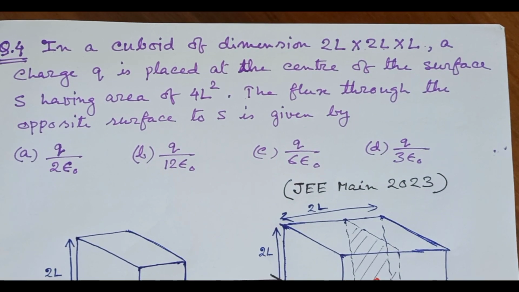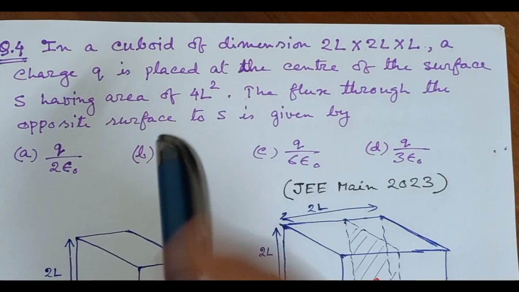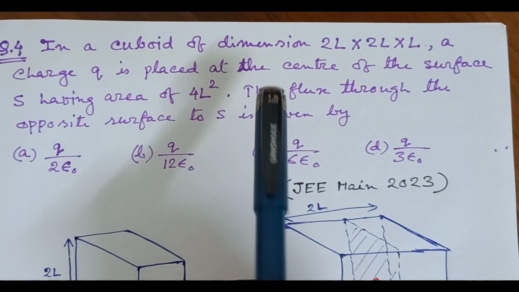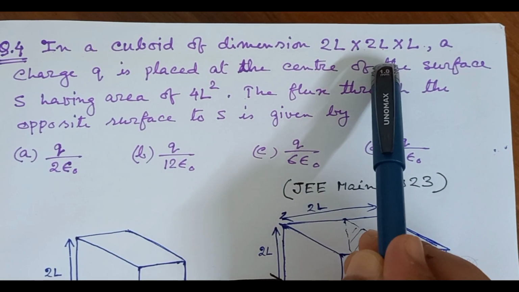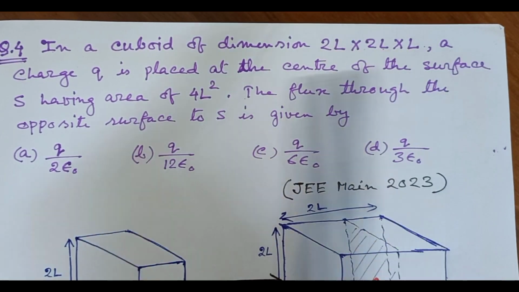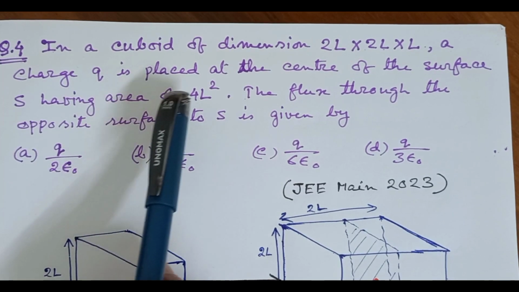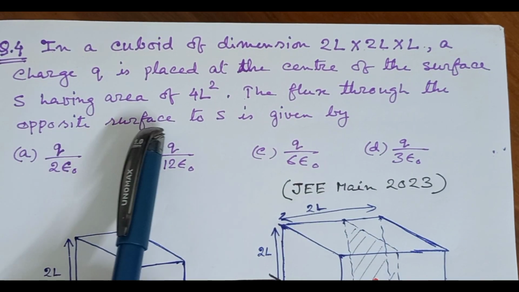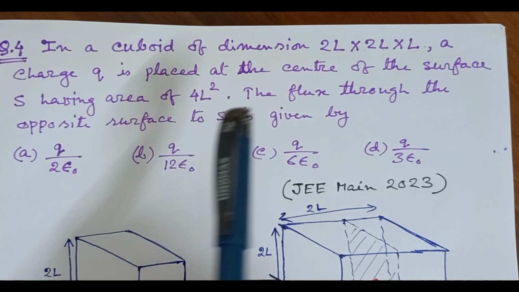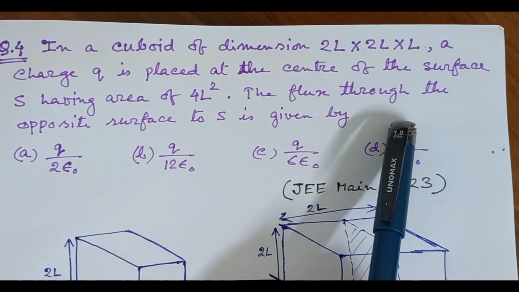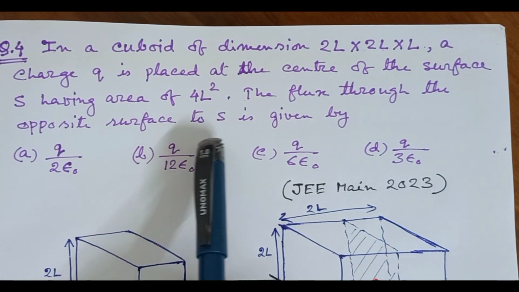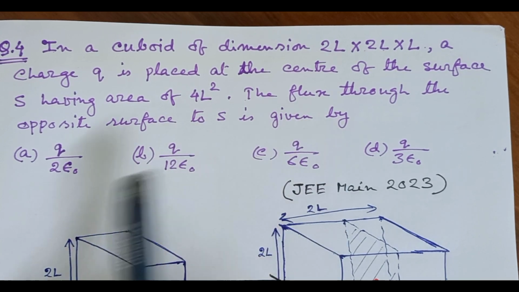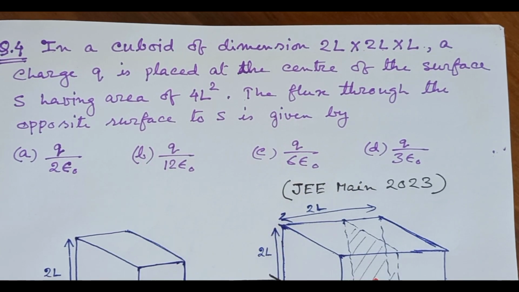Now let us take a conceptual question. In a cuboid of dimension 12 by 12 by L, a charge Q is placed at the center of the surface S having area 4L square. The flux through the opposite surface to S is given by the four options here.